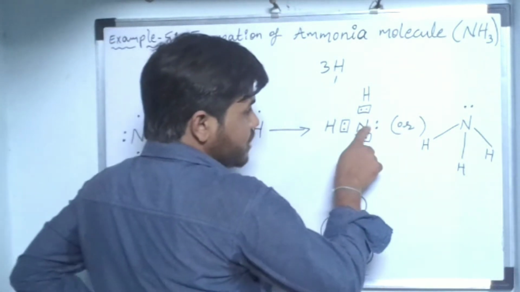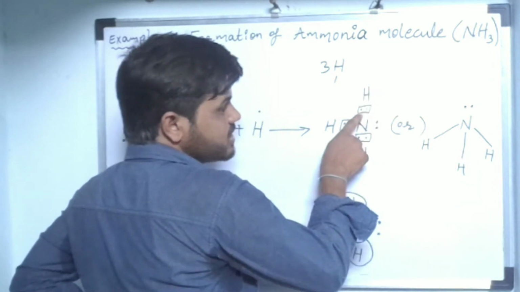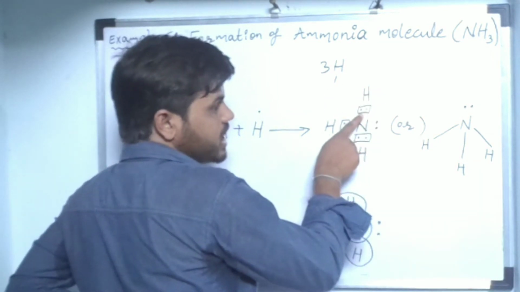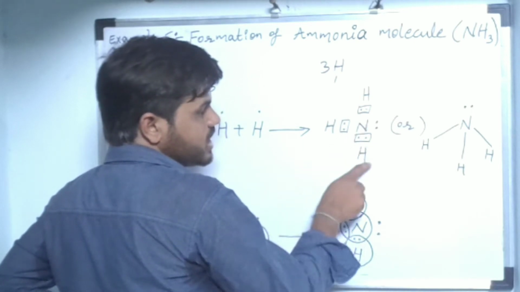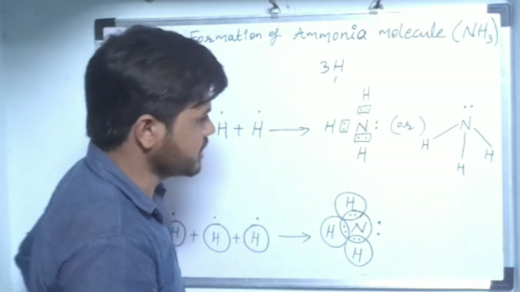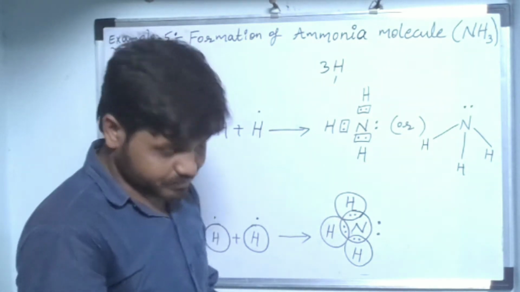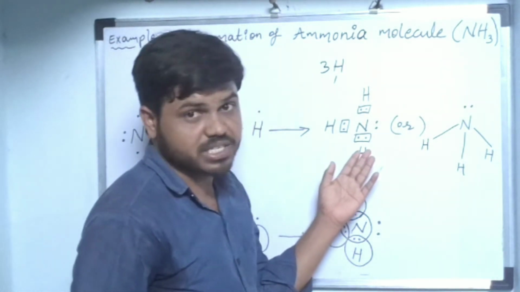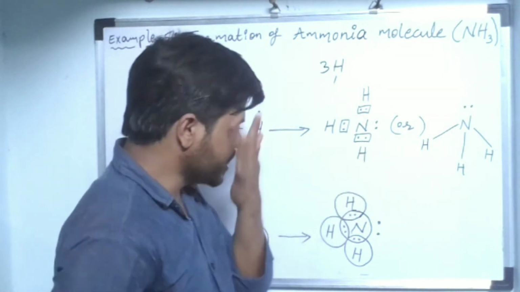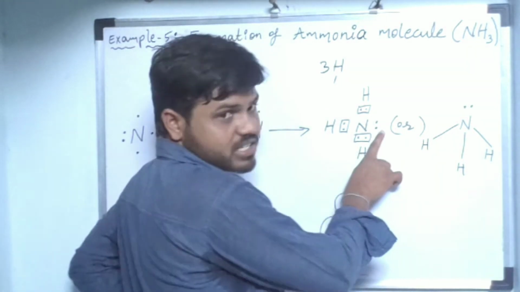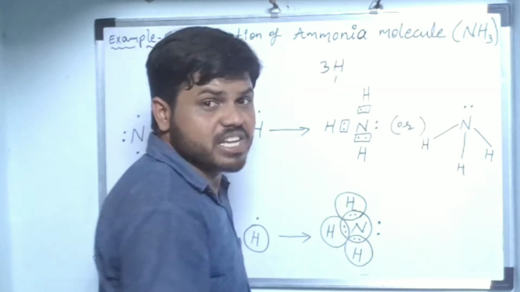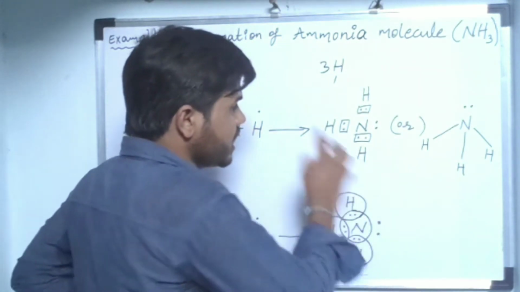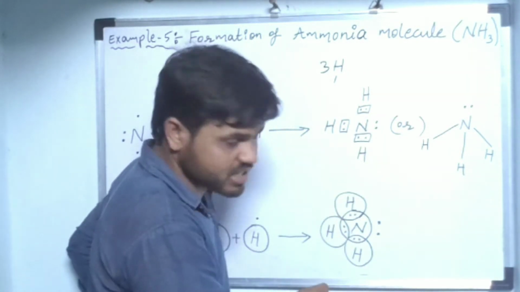See, nitrogen, hydrogen. How many electrons are sharing? 2 electrons. That is 1 pair of electrons. Between these two, also 1 pair of electrons. Here also 1 pair of electrons. Now check the electronic configuration, that is octet configuration. Nitrogen, here 2 electrons, and these 3 pairs means 6 electrons. Total how many? 8 electrons. Nitrogen got octet configuration, that is neon configuration.